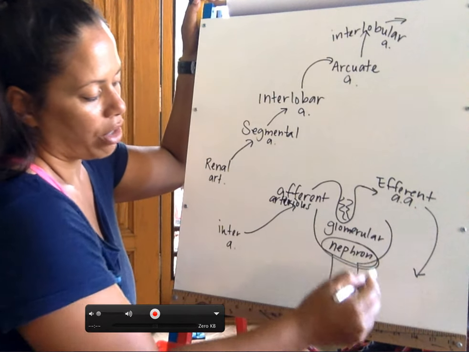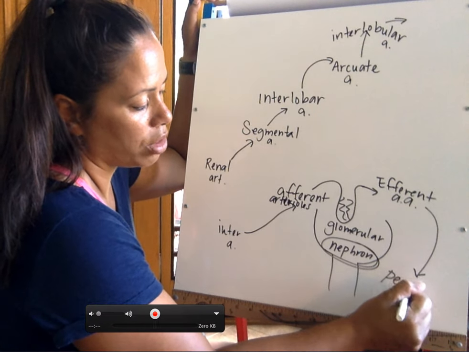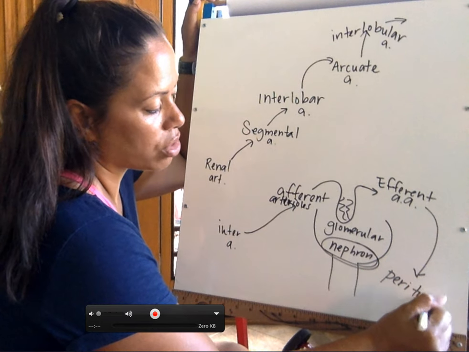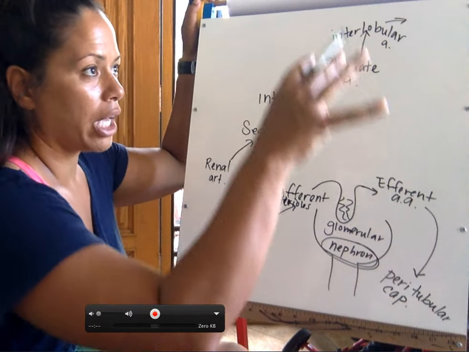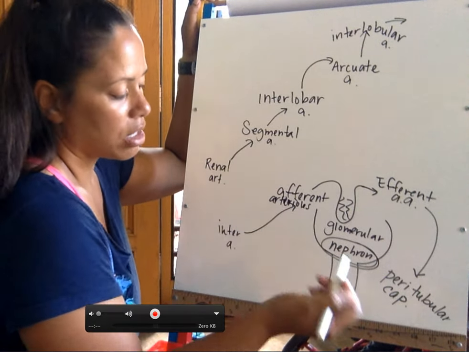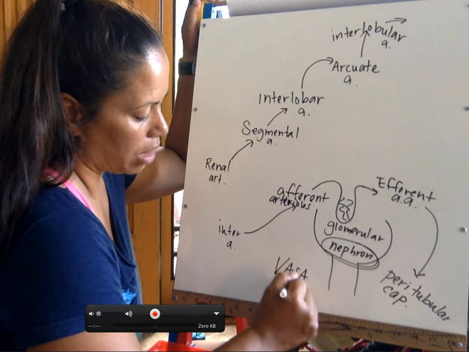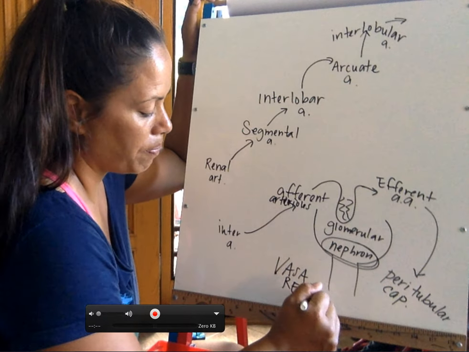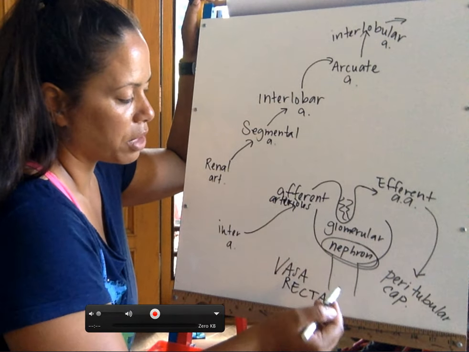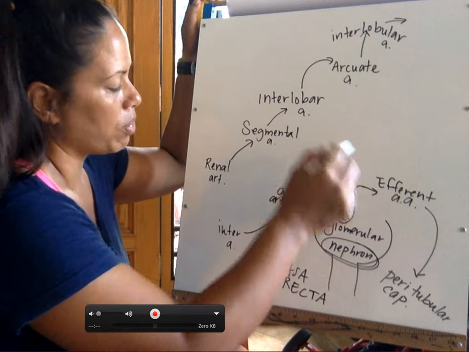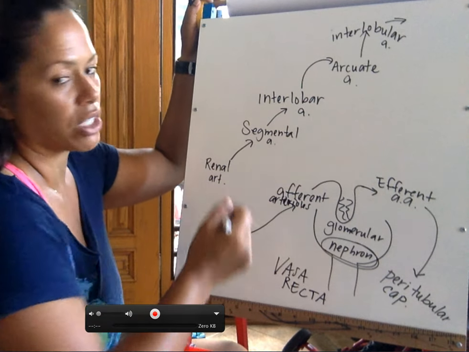From efferent, there are capillaries that wrap around the tube of the nephron, so they just call it peritubular. Peri means around. Tubular is the tube of the nephron. Peritubular capillaries. Then there's a portion that has straight blood vessels, so they call them vasa recta; vasa means blood vessel, recta refers to straight. It's a group of straight blood vessels that will draw fluid from the nephron to return it back to the body. And then it repeats backwards from interlobular veins to arcuate veins, interlobar veins, segmental veins, and renal vein.